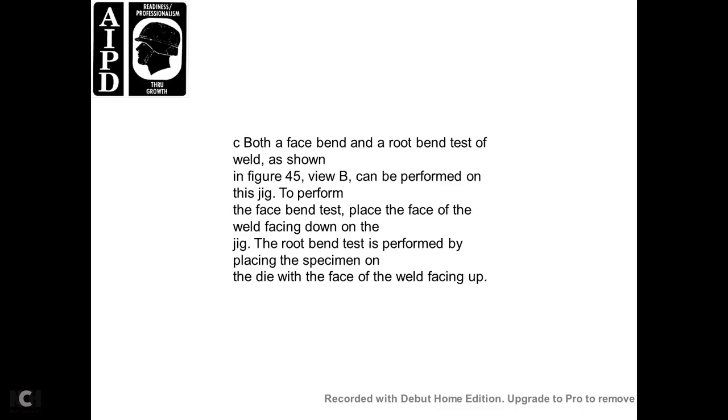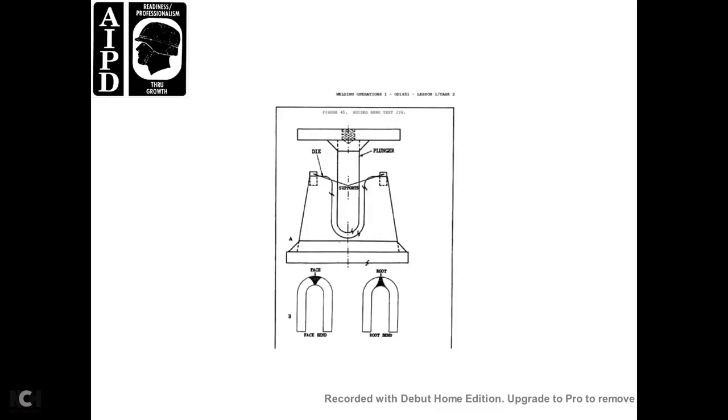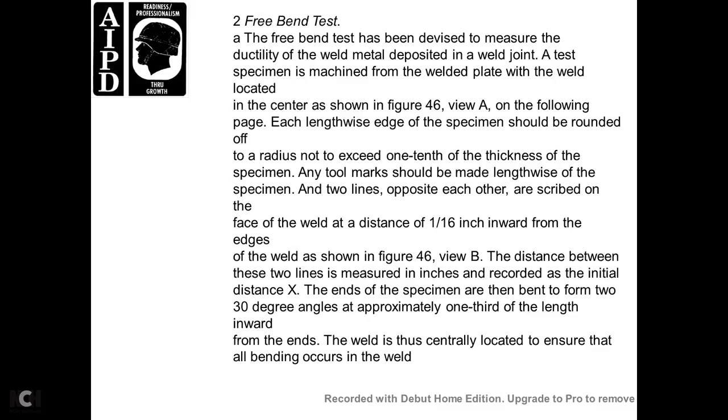To perform the face bend test, place the specimen on the die with the face of the weld facing down, and the root bend test is performed by placing the specimen on the die with the face of the weld facing up. Figure 45 shows the guided bend test jig, face bend and root bend.